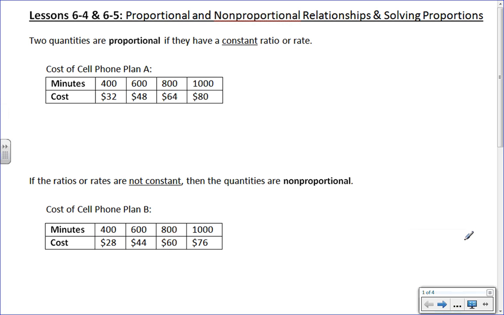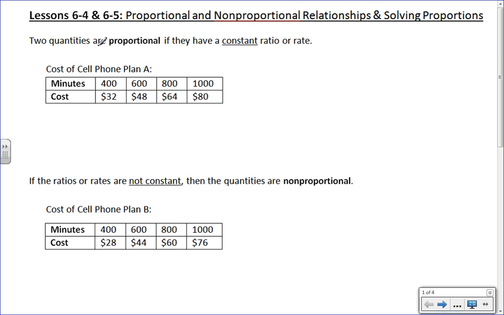Okay, today we're going to look at lessons 6.4 and 6.5. So in lesson 6.4, we'll be looking at how to determine if two quantities are proportional or non-proportional. And then in lesson 6.5, we'll look at how to actually solve proportions to find a missing quantity.